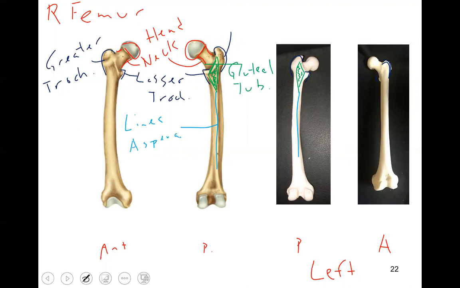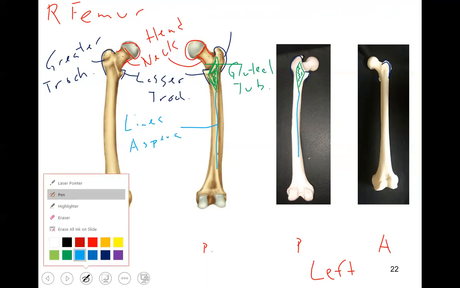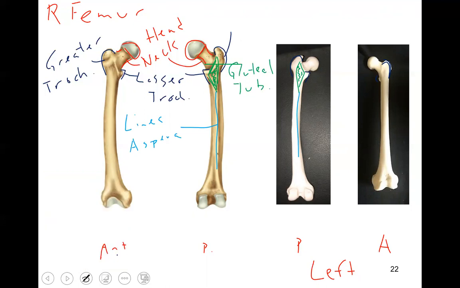Okay, and so this is where some of your adductor muscles are going to attach. Okay, next, let's move down to the distal epiphysis. All right, all sorts of different things going on here.